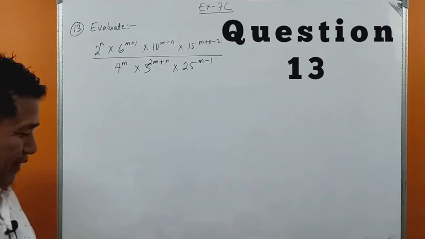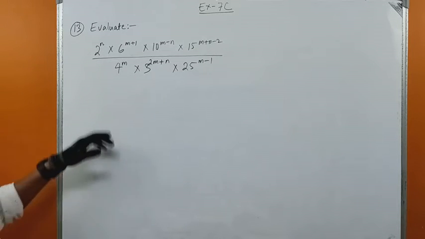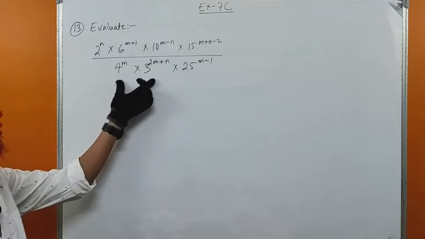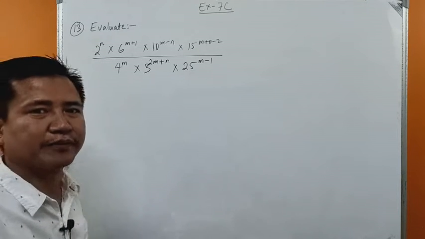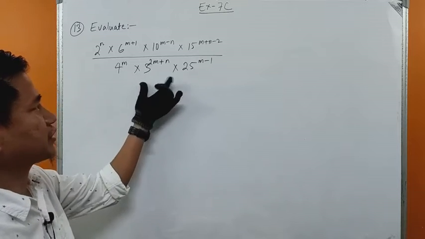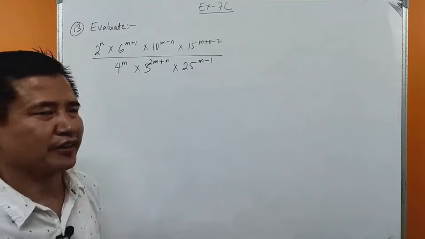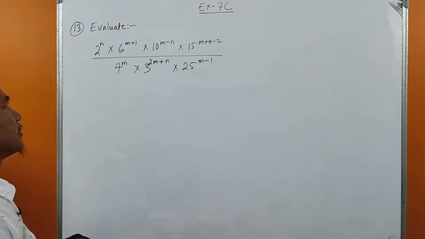So let's begin. This is question number 13, and this is the expression given to us, and we are asked to evaluate. Evaluate means we are asked to find the value of this expression, the simplest value of this expression. So let's do this.